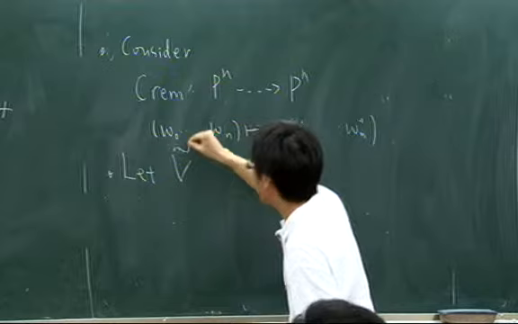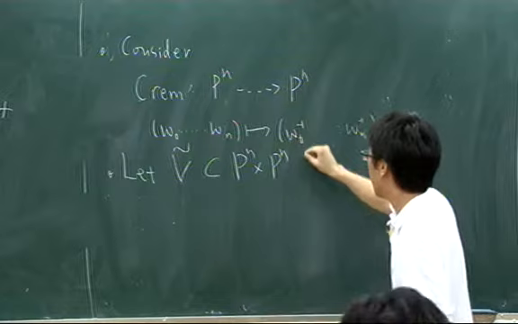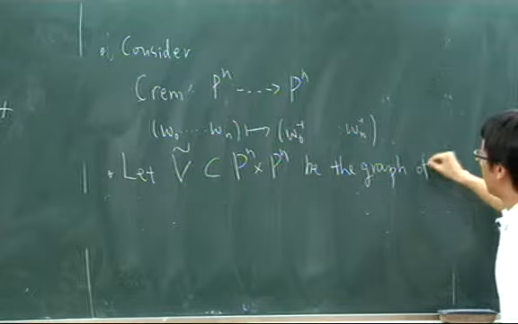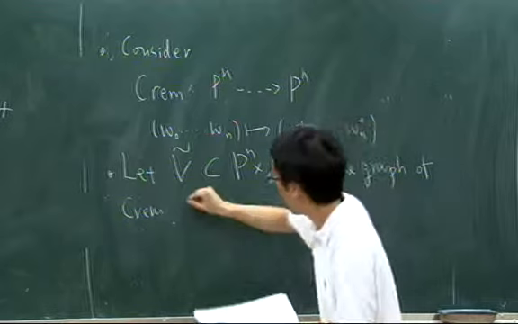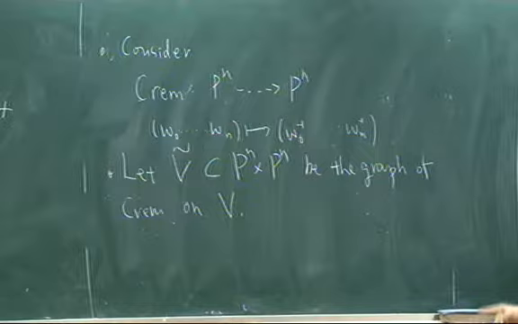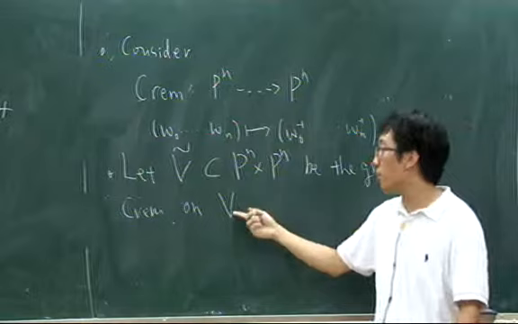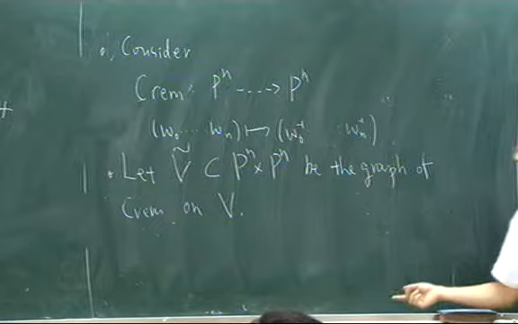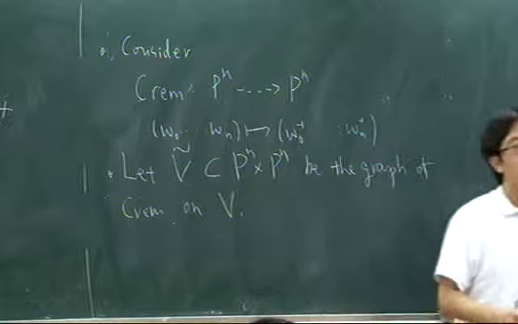Let V tilde, which lives in P^n cross P^n, be the graph of this map, Cremona, on V. So it is defined as follows. This map is not defined everywhere, but it is defined on an open dense set on V. Just draw the graph where it is defined, and simply take the Zariski closure, V tilde. So V tilde is an irreducible subvariety living inside P^n cross P^n.